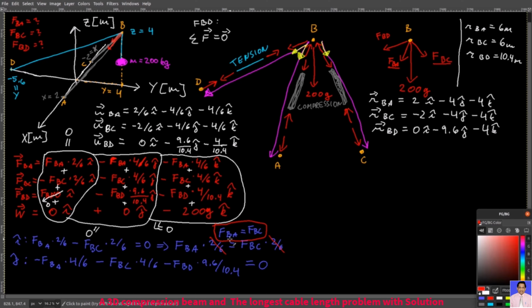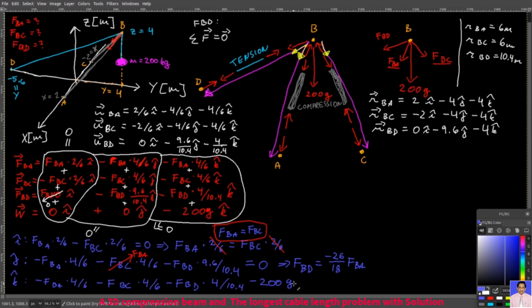Note that FBA equals FBC, so this one here will be FBA. So in the end, you will end up with an equation that looks like this. FBD equals minus 26 over 18 times FBA. And then you add up your K components in here, and so this one equals 0.